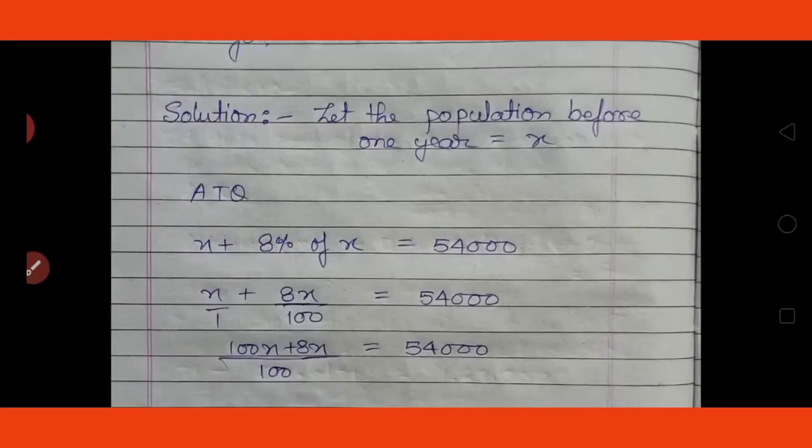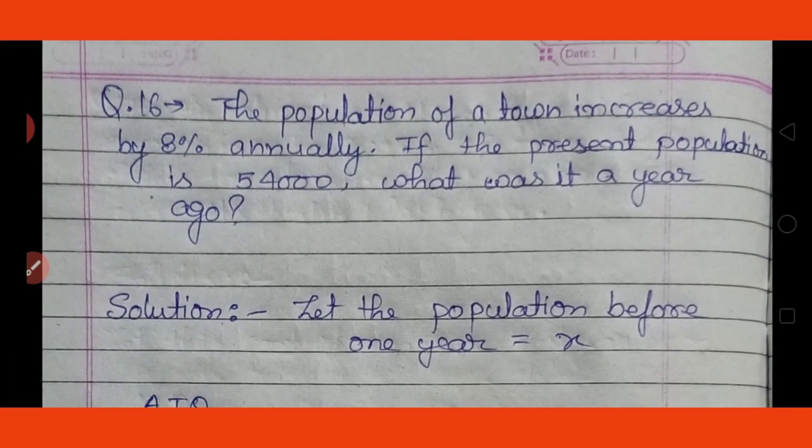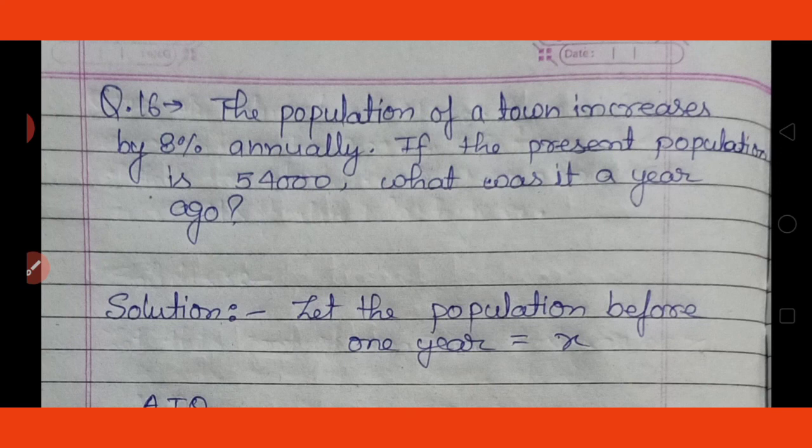Next question is given here. The population of a town increases 8% annually. If the present population is 54,000, what was it a year ago? Means the present population is given and it is asking for the population 1 year before. So it means clearly that it was less. So how much was it less?